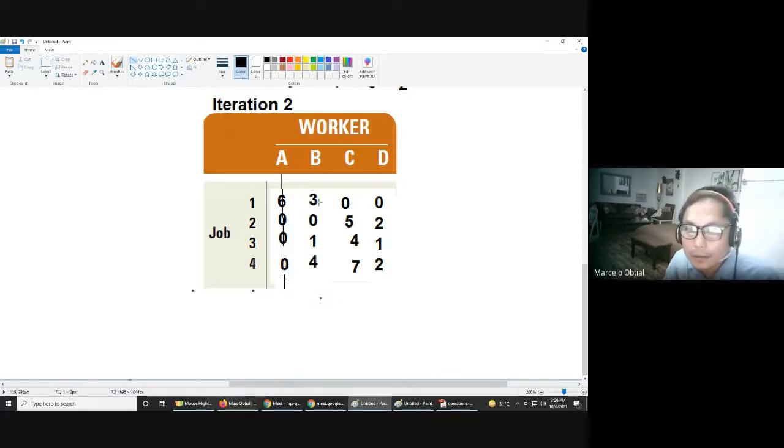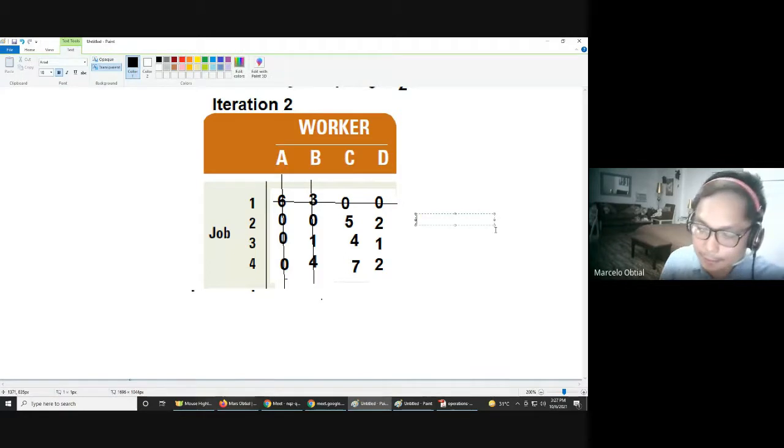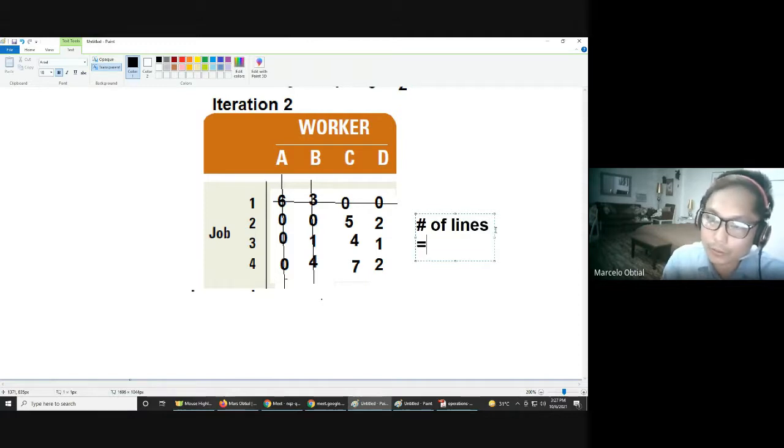Next, 2, ma-cross out ko ng sabay. So, yan ang unahin ko. Okay? So, ito, isa na lang hindi na-cross out. It's either vertical ito or horizontal. It will not matter, class. So, gusto ko vertical. Okay? So, the instruction: is the number of lines equal to the number of rows? Kasi rows ang ginamit ng book.